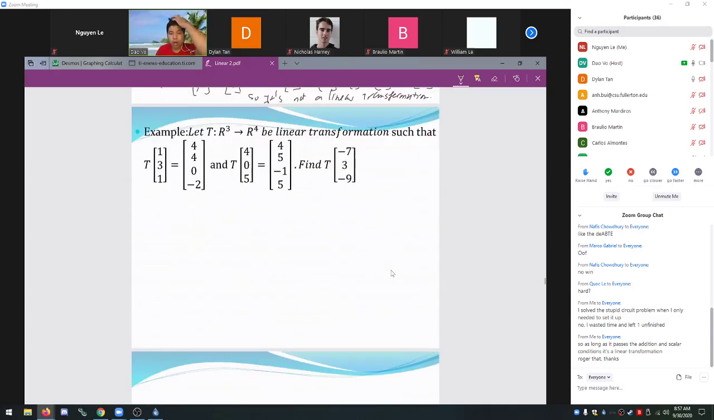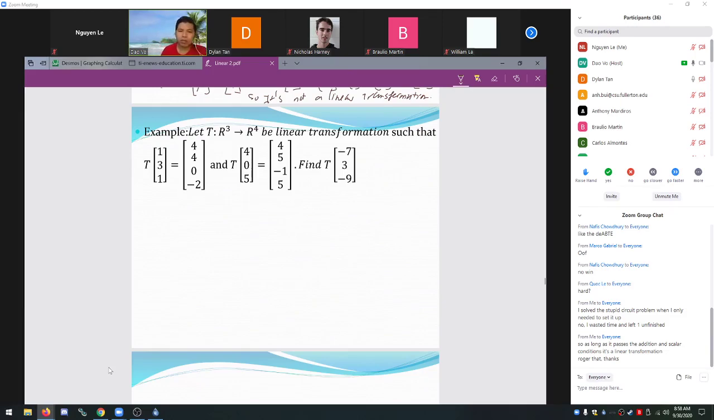All right. So the next example will make good use of property number 3. Suppose that we have T from R3 to R4 be a linear transformation such that T of (1, 3, 1) gives us (4, 0, -2), and T of (4, 0, 5) gives us (4, 5, -1, 5). We are asked to find what T of (-7, 3, -9) is.